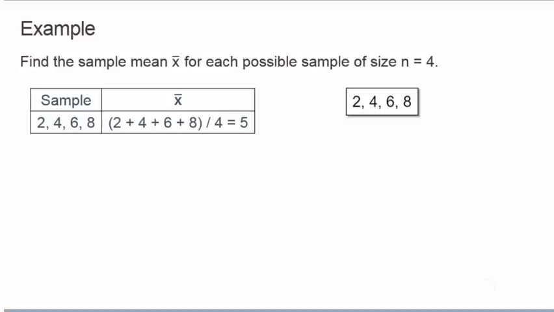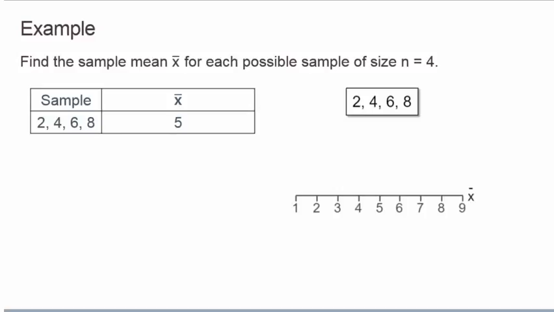To find the mean, I add up my four data points. 2 plus 4 plus 6 plus 8 is 20. Divide by the number of data points, 4, and that gives me 5. So I have my table with my sample and the mean, 5. Creating my number line from 1 to 9, I just have a dot over 5.